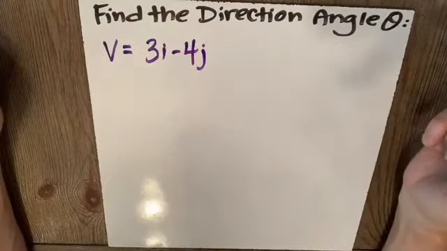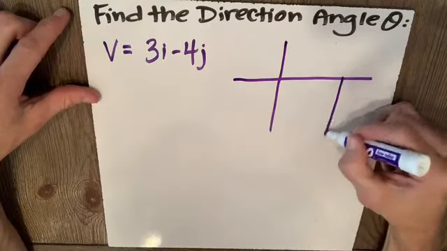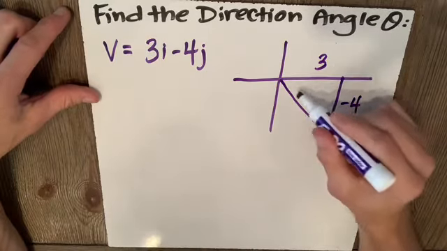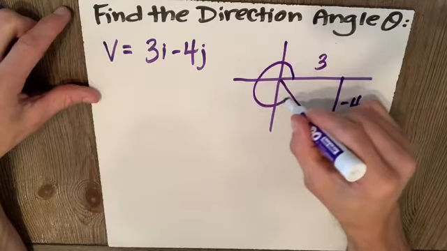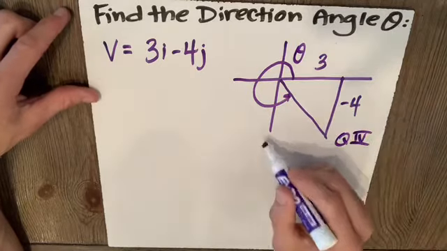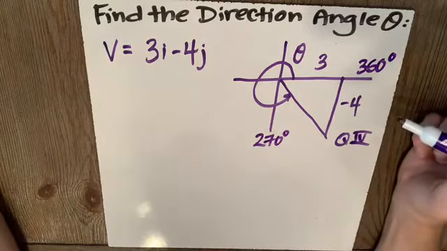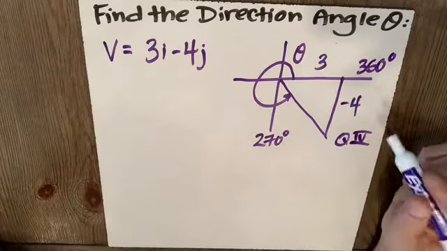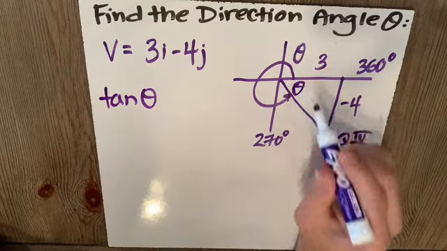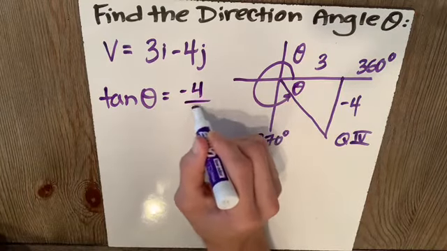Find the directional angle for V equals 3i minus 4j. So I'll draw a little sketch here. 3i minus 4j. Well, they give us the x component and the y component. And so we're looking for this angle here. It's a fourth quadrant angle, quadrant 4. So I'm expecting an angle between 270 and 360. If I don't get that, I know I've done it wrong because my angle is going to be a big angle here. All right, so I do tangent of the angle, this is the angle I'm looking for, is equal to negative 4 over 3.